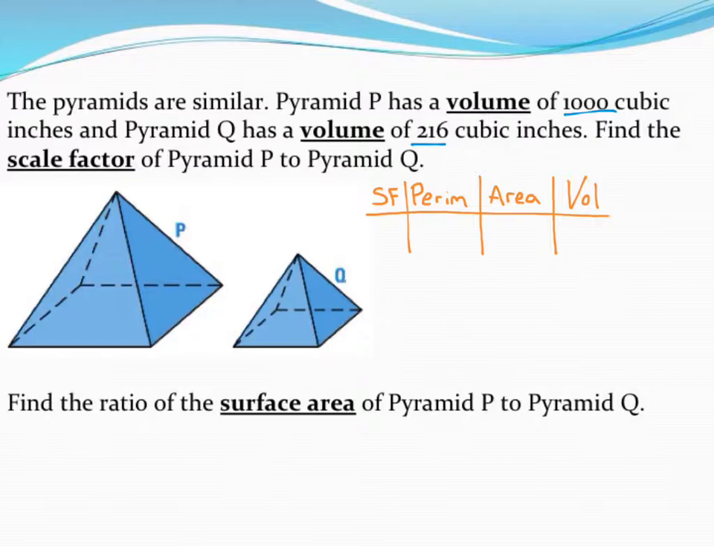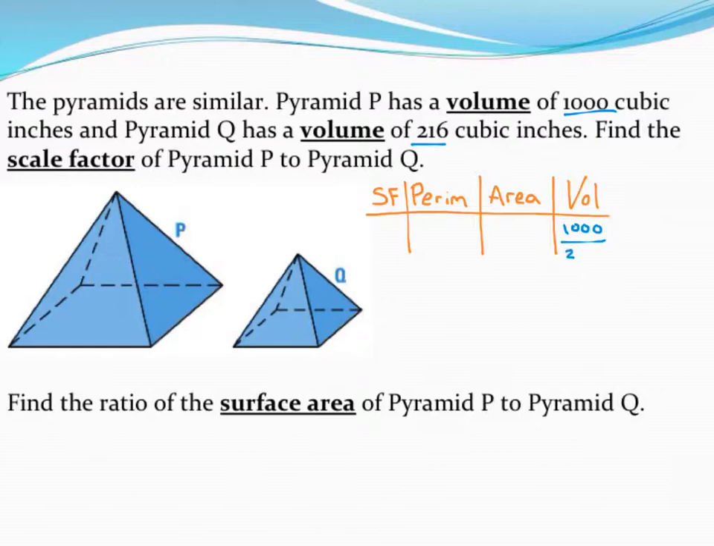Now, since those are volumes, of course, I'll begin in the volume column. And this problem tells me to go in a specific order, pyramid P, the larger one, to pyramid Q, the smaller one. If they don't tell you what order to go in, you can use any order, but if they do tell you, make sure you go in that order. So my volume ratio is going to be 1,000 to 216.